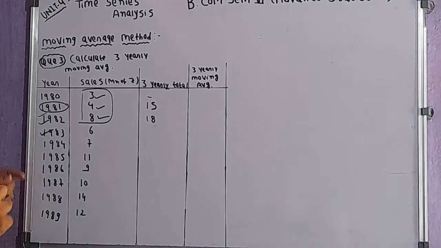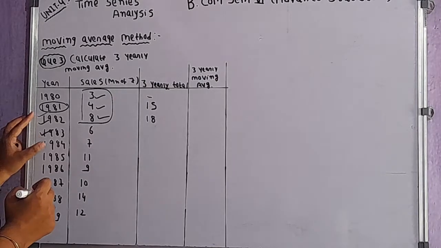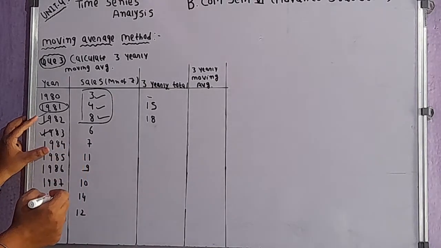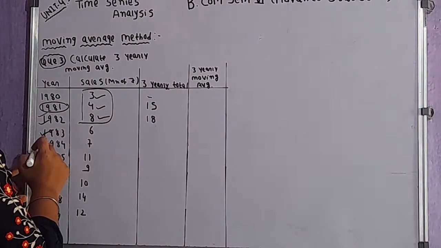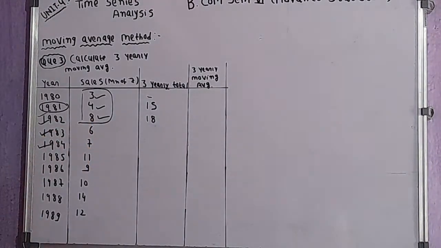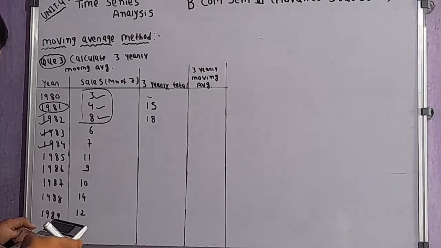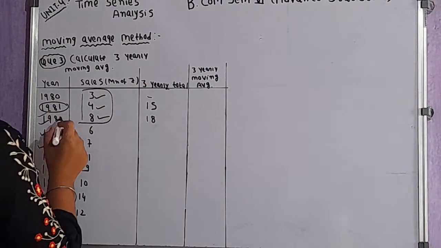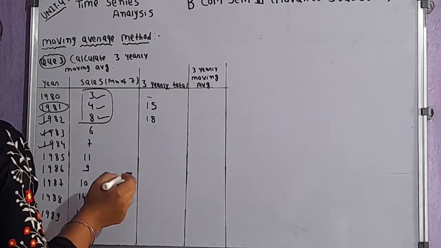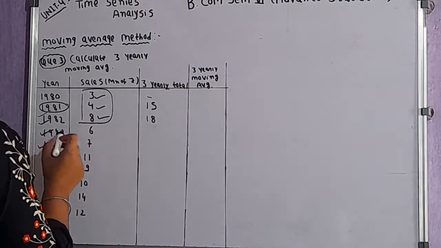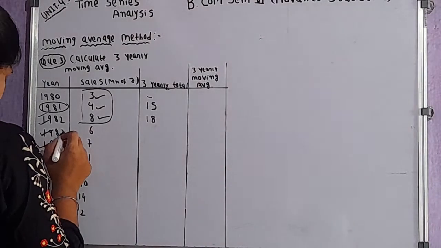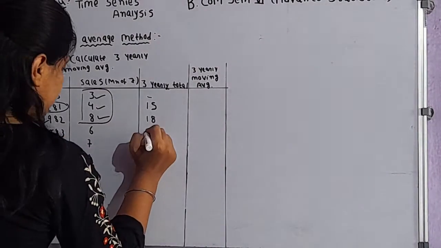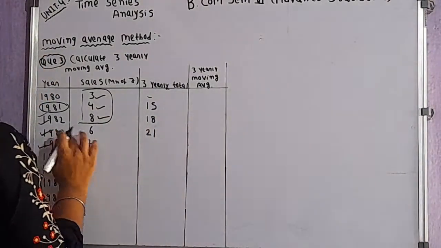After that, we have to drop the second year, that is 1981, and now we have to compute the 3 yearly total for the next 3 years, that is 1982, 1983 and 1984. So here it will become 8 plus 8 plus 6 plus 7. It comes to 21, and this 21 needs to be returned in front of the middle value again. So when we are considering 1982, 1983 and 1984, 1983 is going to be the middle year and 21 would be returned here in front of 1983.